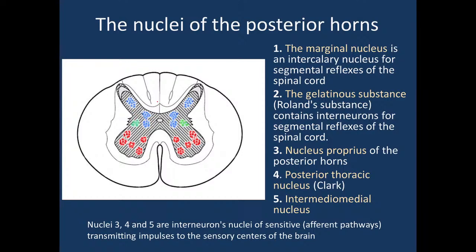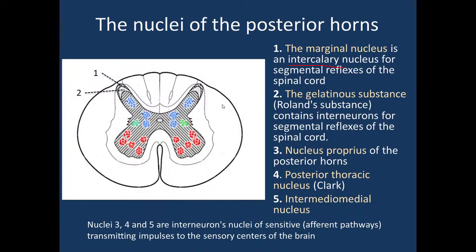let's see what kind of nuclei are located inside the gray matter of the spinal cord. This is usually this animated picture. The first one is the marginal nucleus. This is what we call the intercalary nucleus or segmental reflex nucleus. They play a role as interneurons for segmental reflexes of the spinal cord.